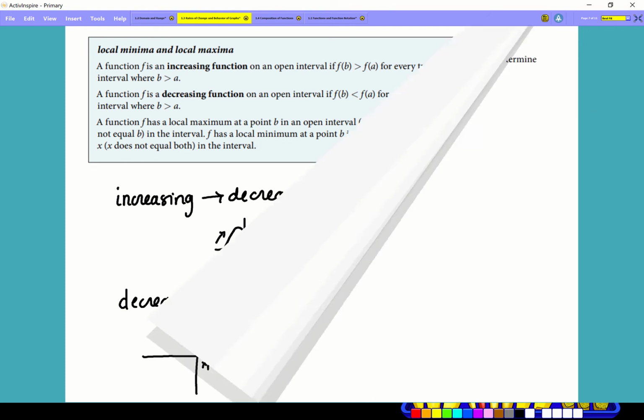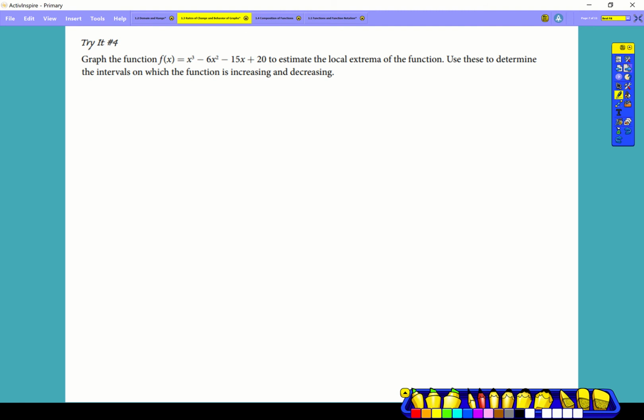And I believe we're going to an example. Yes. Graph the function f of x equals x cubed minus 6x squared minus 15x plus 20 to estimate the local extrema of the function. Use these to determine the intervals on which the function is increasing and decreasing.